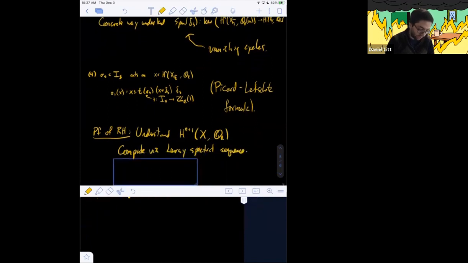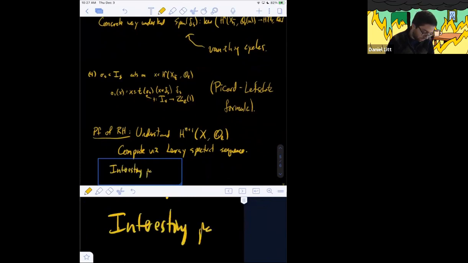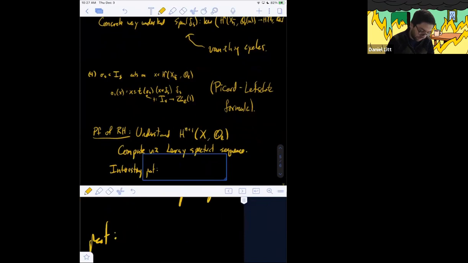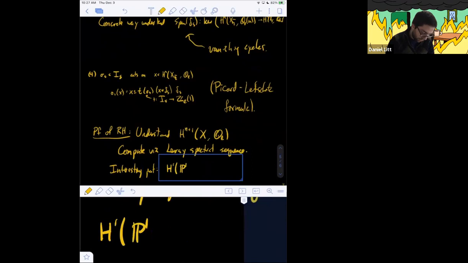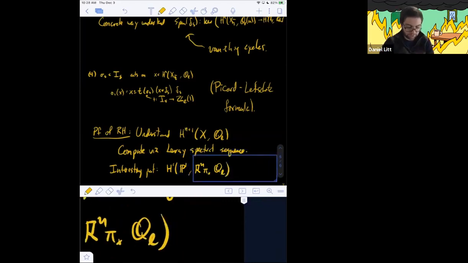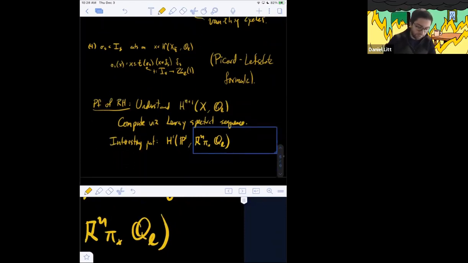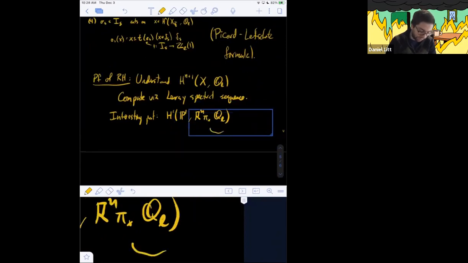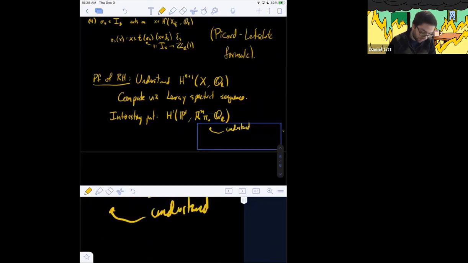So the interesting part is going to be H1 of P1 with coefficients in R^n π lower star Q_ℓ. And this is sort of what we've been trying to understand, this R^n π lower star Q_ℓ. So this is something we'll understand via vanishing cycles. So before we continue, we need to understand this sheaf better.